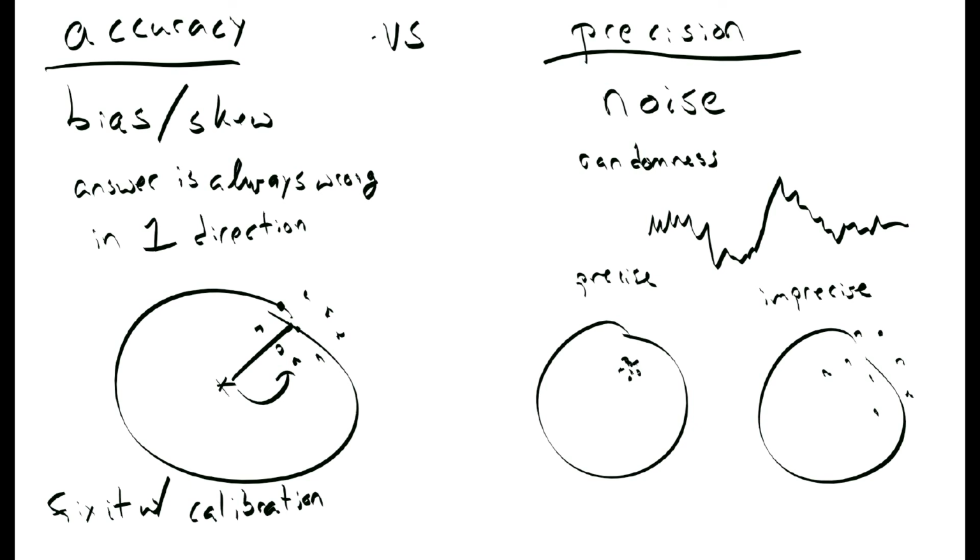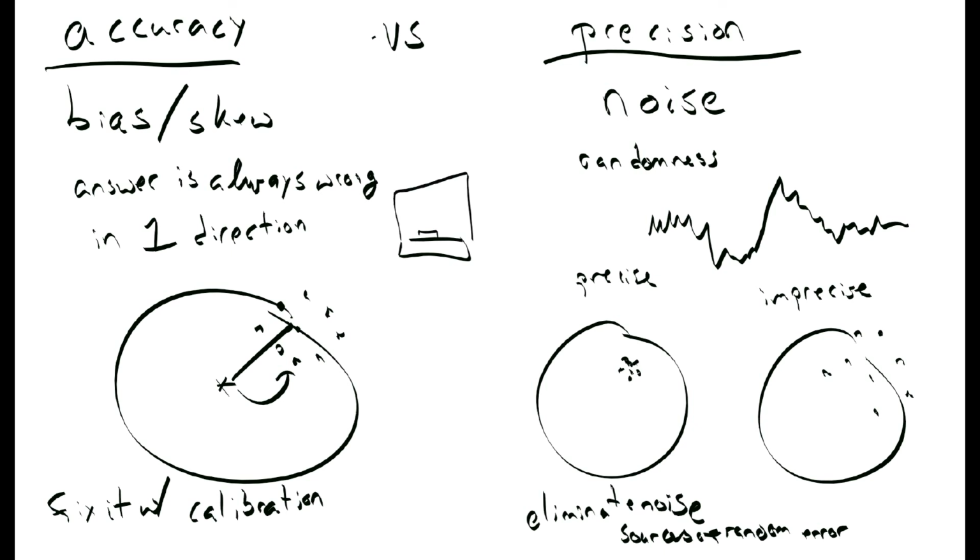For precision, to get rid of noise, you just have to eliminate sources of random error. For your balance, one way you can do that is you have your balance, here's your pan, and you put the entire thing inside of a glass case. That means no air, no breezes are getting in. It makes the environment much more stable.